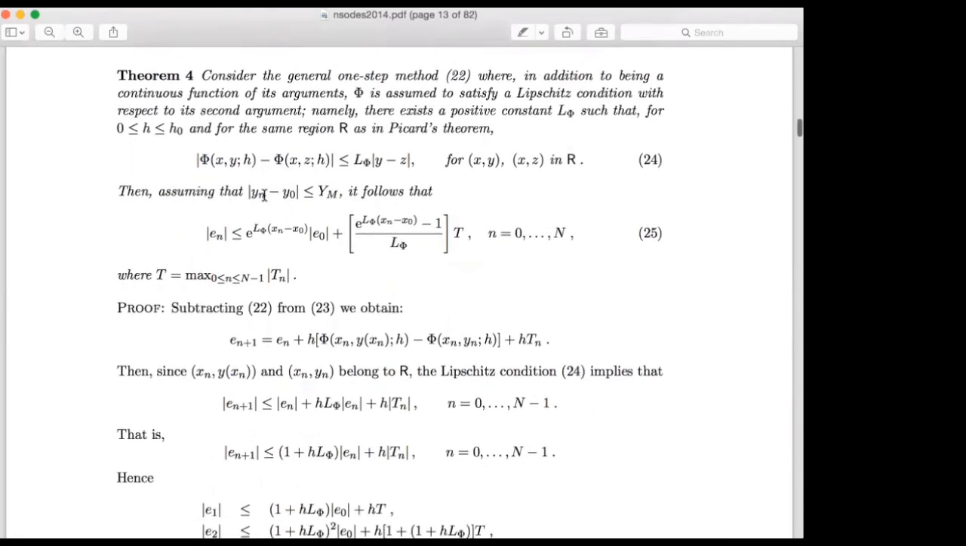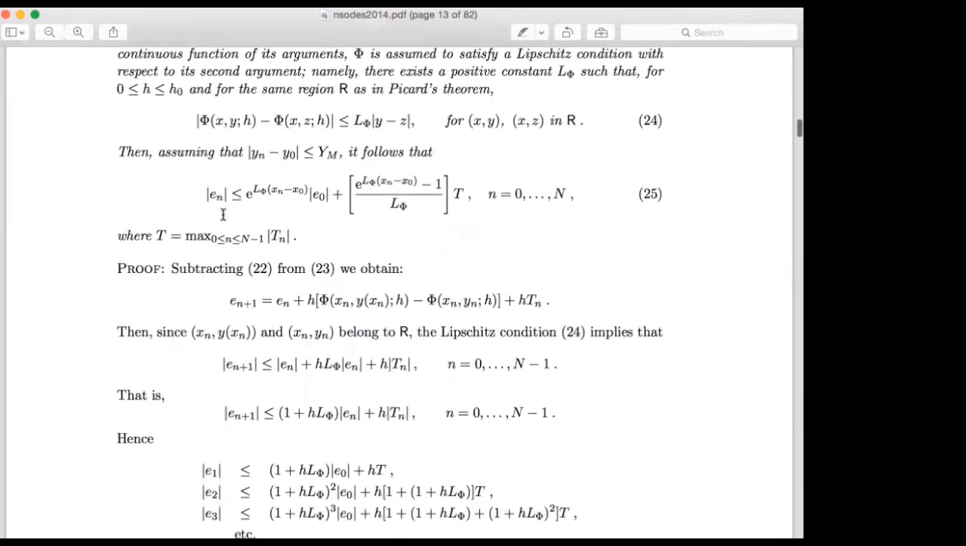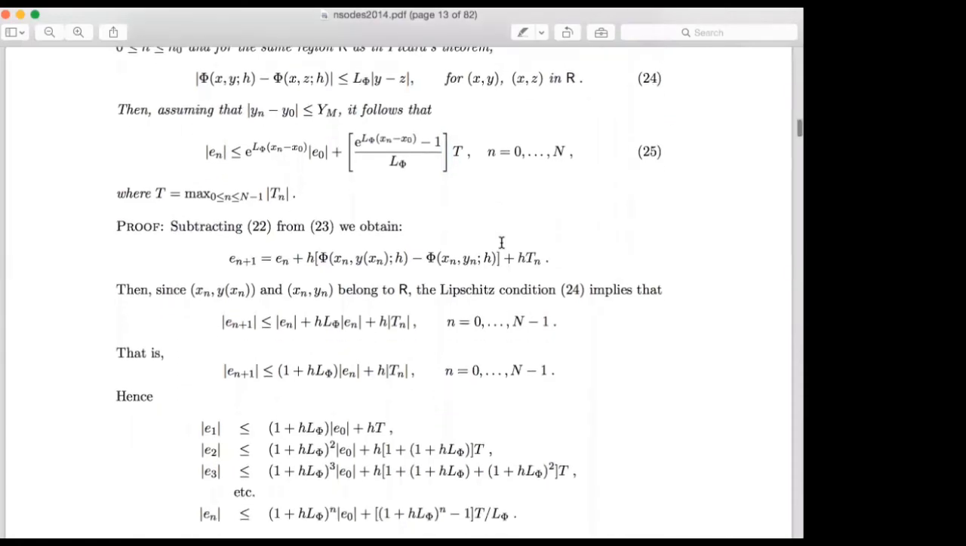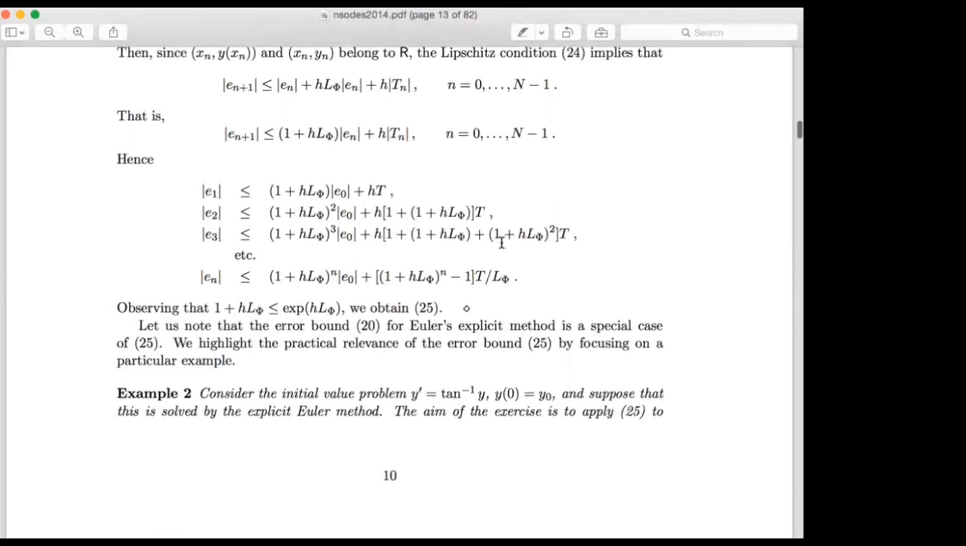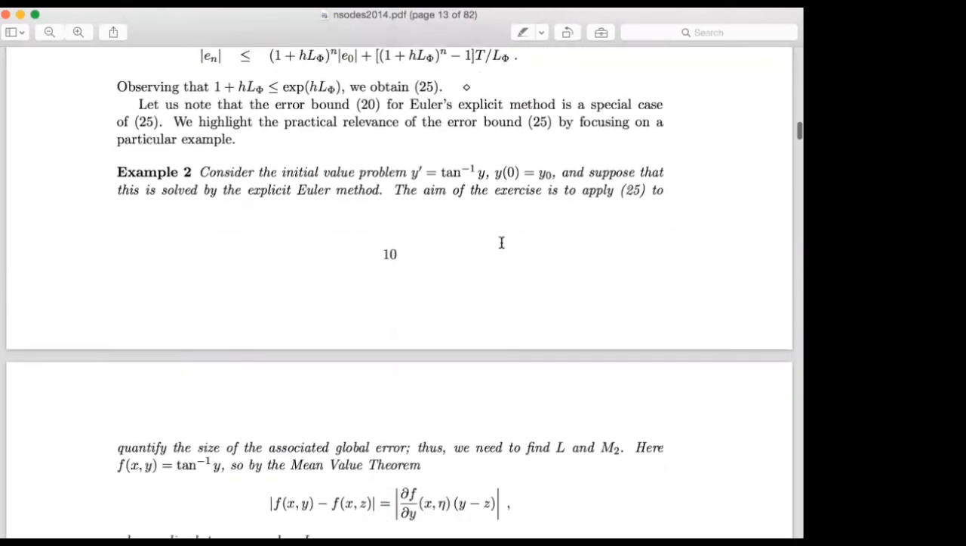Then, assuming of course that this is bounded, we have |E_n| is less than or equal to e^{L_phi (x_n - x_0)} |E_0| plus (e^{L_phi (x_n - x_0)} minus 1) divided by L_phi, times T, where capital T is the maximum of the truncation error throughout the domain. I can skip the proof. Yes, sir, the proof. Yeah, you can share the notes with us.